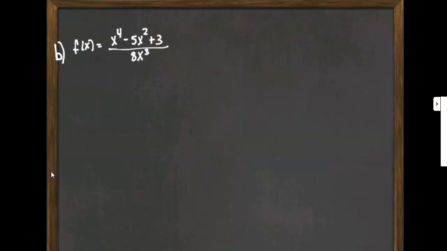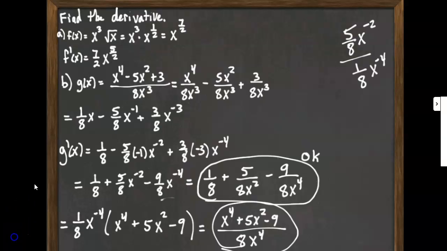Okay, so we're faced with another problem here, x to the fourth minus 5x squared plus 3 over 8x to the third. If this problem looks familiar, it should. We did this problem previously without using the quotient rule. Now we want to go and use the quotient rule. But let's first refresh our memory.